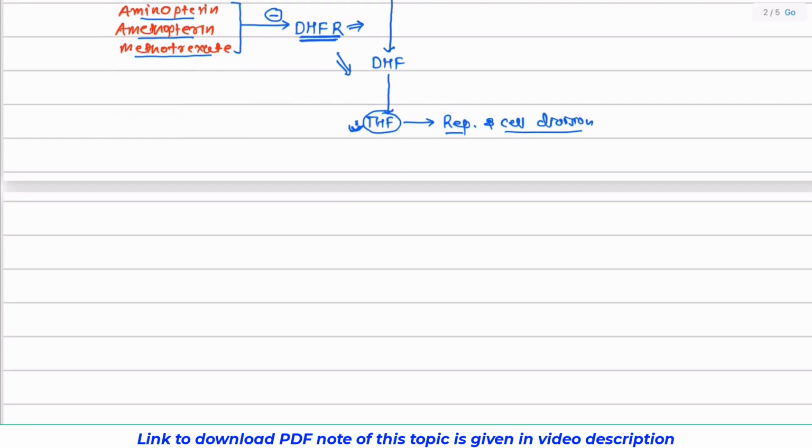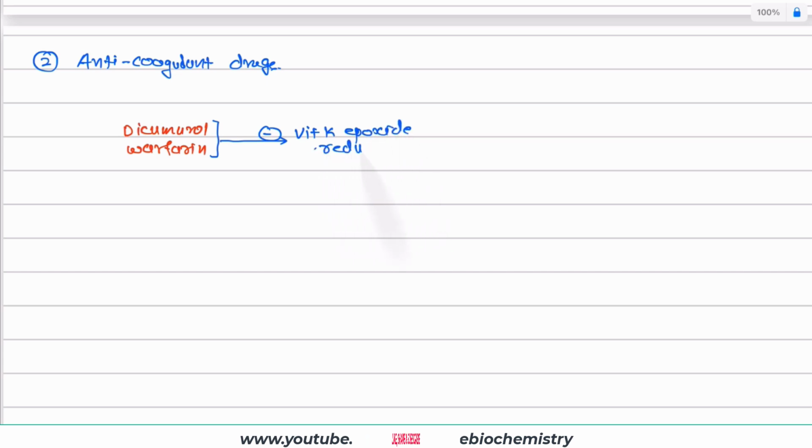The second example that we need to discuss is the anticoagulant drugs. Here we have two drugs. One is dicumarole and the second one is warfarin. These both drugs competitively inhibit one enzyme, that is vitamin K epoxide reductase.